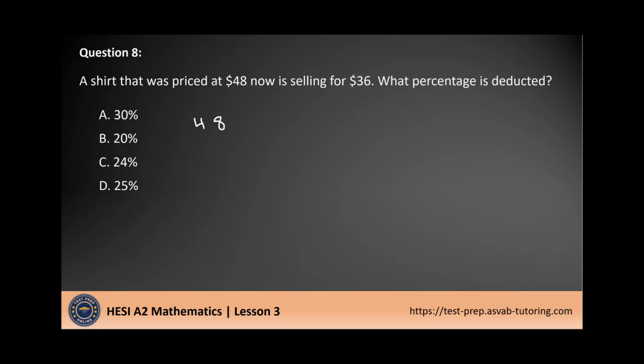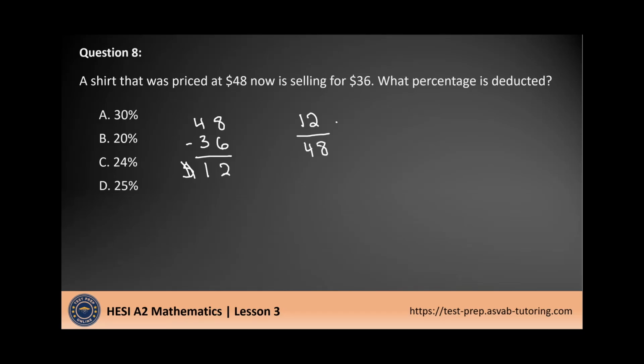48 minus 36. 8 minus 6 is 2. 4 minus 3 is 1. So our price decreased by $12. Now if we want to know what percentage that is, we're going to compare that to the original price, which was $48. So we're going to do 12 divided by 48.